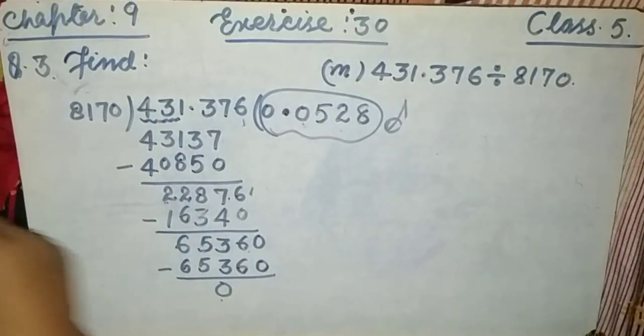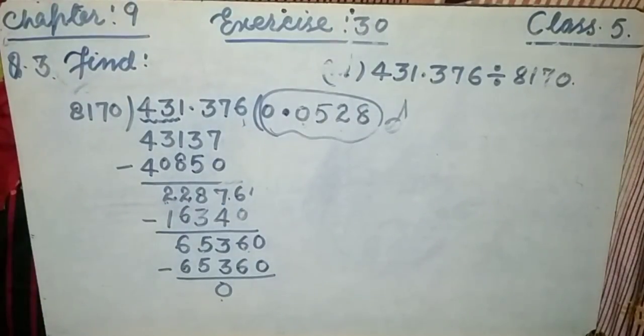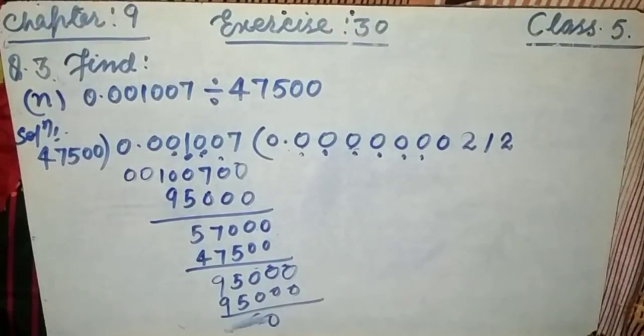Okay, you can have a look. Question number 3 has A, B, C, D, E, F till N questions. Okay, now see, you can solve all the sums. Now see friends, one last sub question, question number N, sub question N.